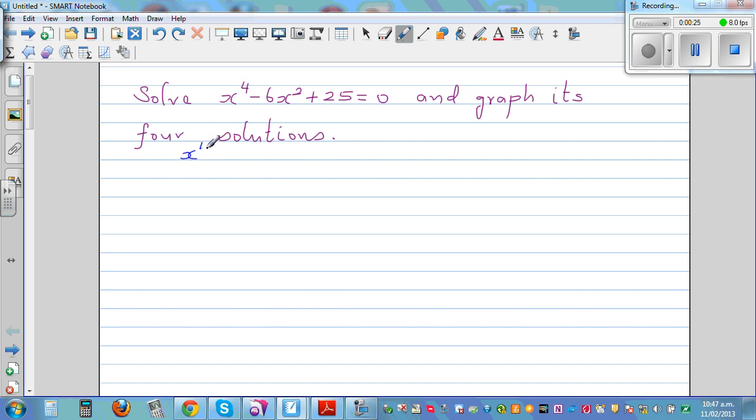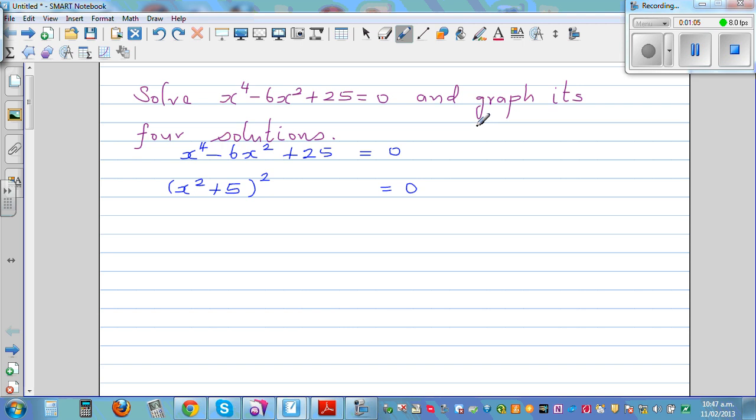So x raised to 4 minus 6x squared plus 25 is equal to 0. Now I'm going to write the next step, which is the most crucial step. I'm going to write this as x squared plus 5 the whole squared. Now, if you expand this, this would be x to the 4 plus 10x squared plus 25. So this and this are not the same. But I want to write this as this.